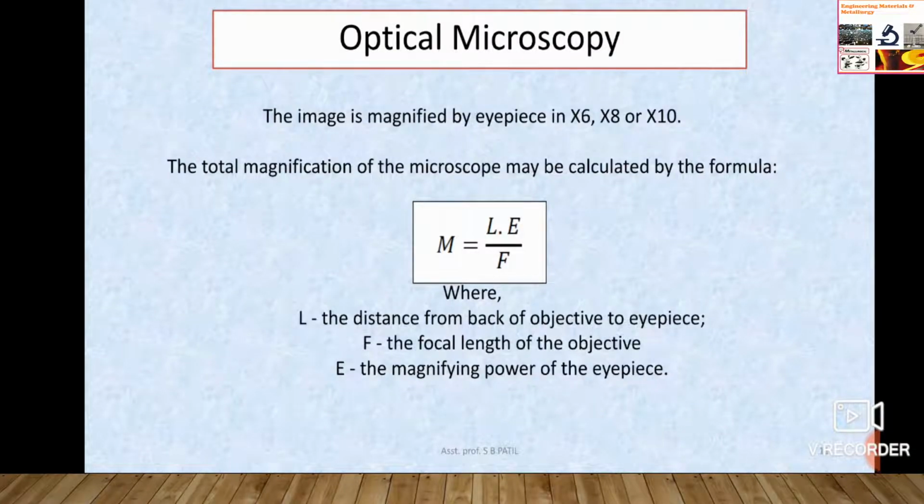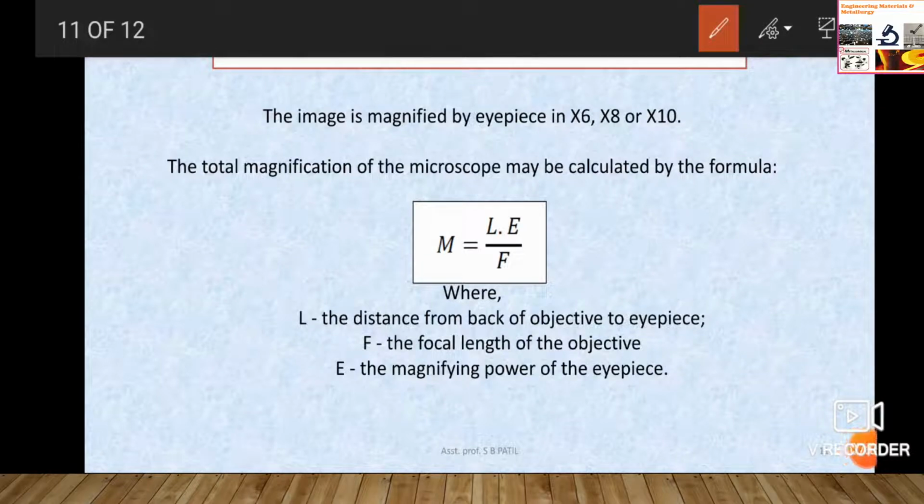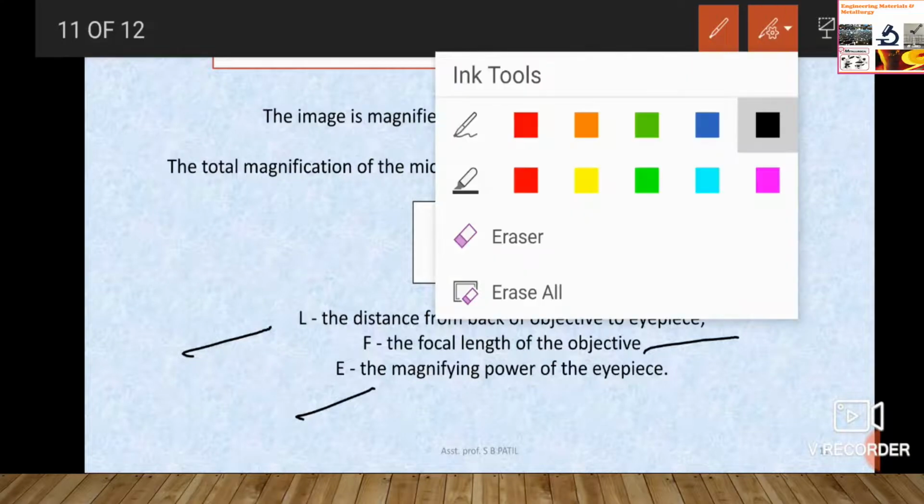The image is magnified by the eyepiece in 6x, 8x or 10x. The total magnification of the microscope is calculated by this formula: M equals L times E divided by F, where L is the distance from the back of the objective to the eyepiece, F is the focal length of the objective, and E is the magnifying power of the eyepiece.